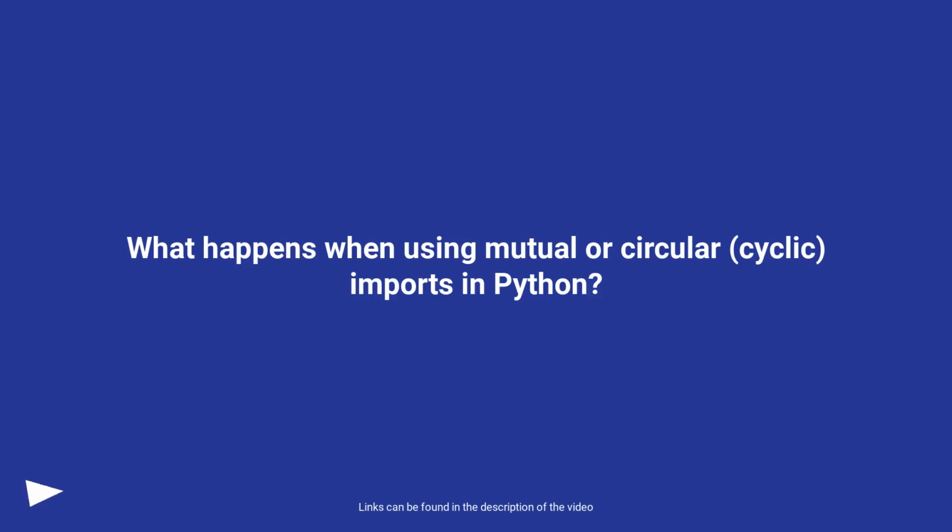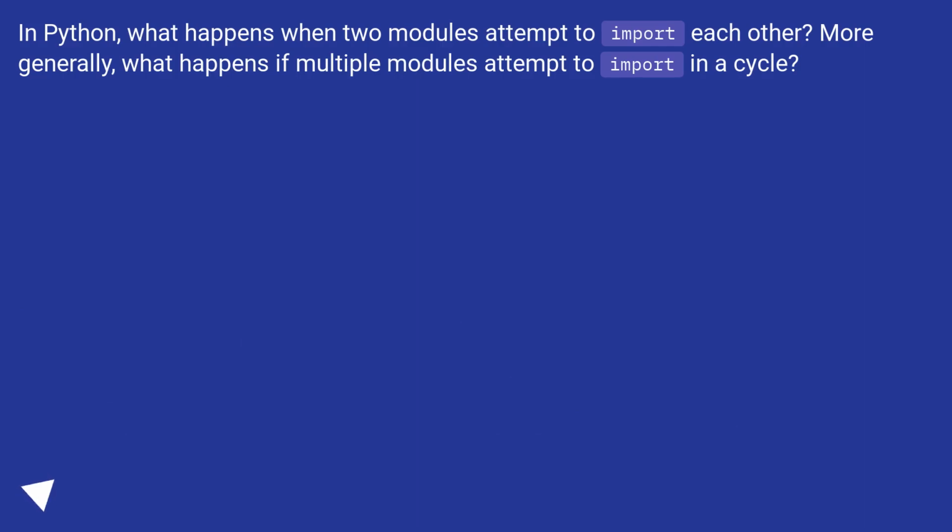What happens when using mutual or circular, cyclic, imports in Python? In Python, what happens when two modules attempt to import each other? More generally, what happens if multiple modules attempt to import in a cycle?